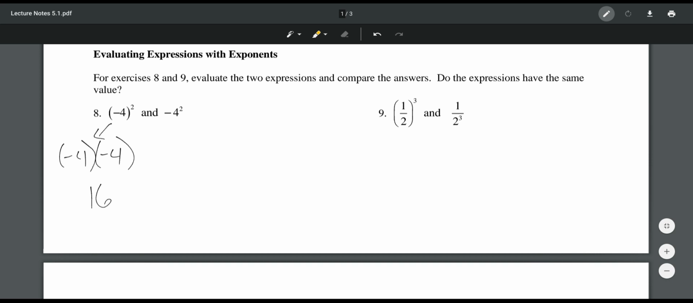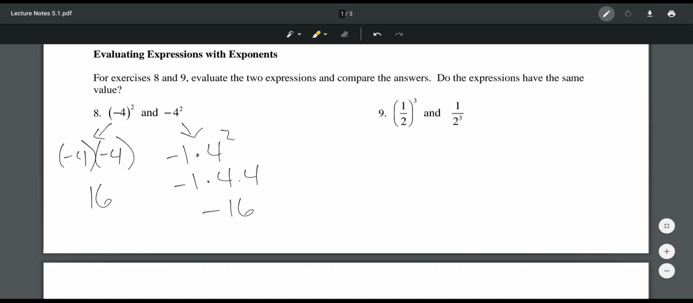Now in the second scenario, this is -1 times 4 squared, which would be -1 times 4 times 4, which would be -16. It produces a totally different answer. So please pay attention to whether that exponent is attached to a grouping symbol or it is not.